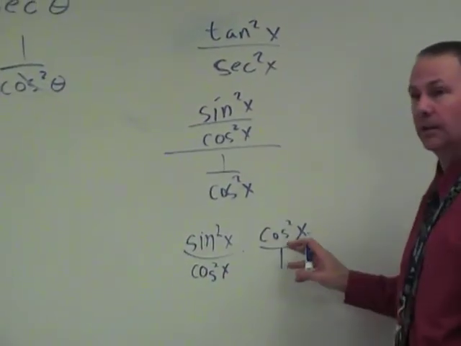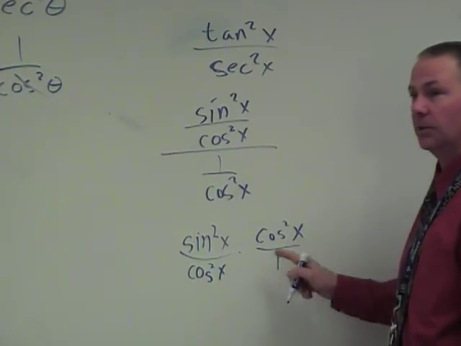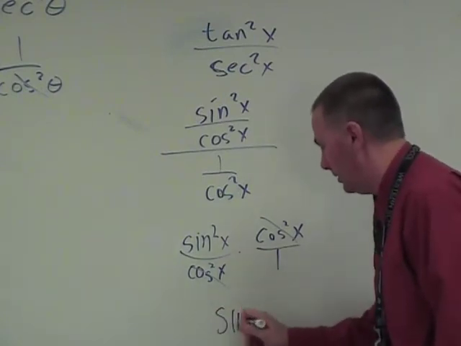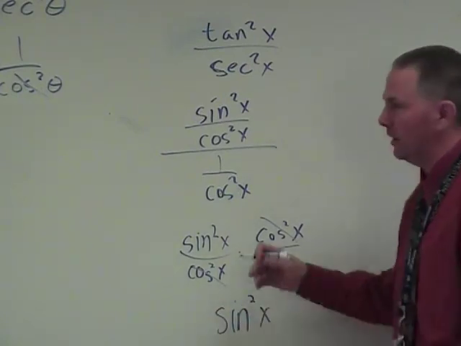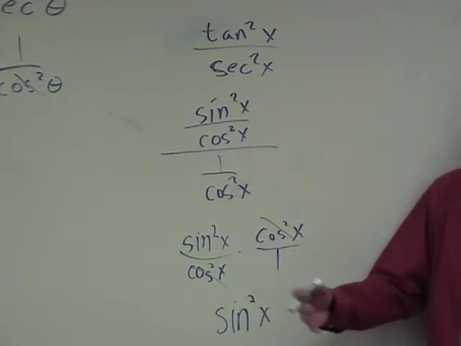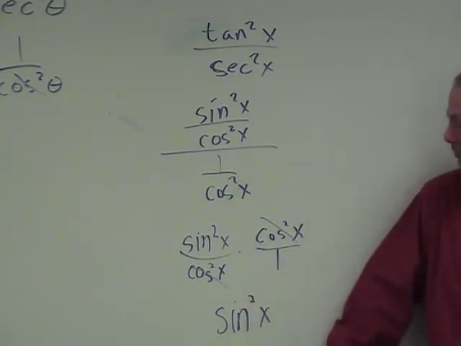So that's where we got to here. Now what can I do at this point? Yeah, the cosines cancel out, and the answer at that point is just sine squared of x. You can't do anything else. I mean, you can keep manipulating. That's the thing with manipulations. You can just keep going. But we're done at this point. Okay?